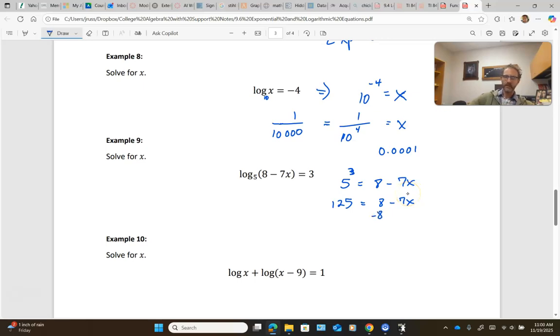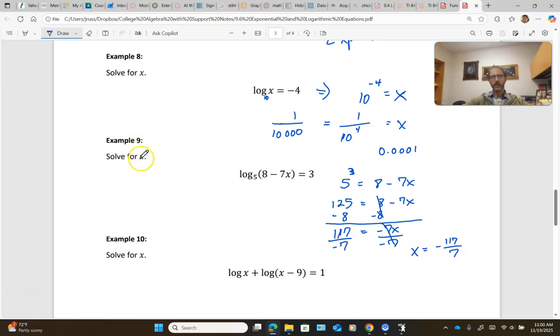So we can solve this for x. We'll subtract 8 from both sides. Let's see, 125 minus 8 is 117. And this is equal to negative 7x. And we'll divide both sides by negative 7. And we get that x is equal to, this is going to be an irreducible fraction, negative 117 over 7. Okay.